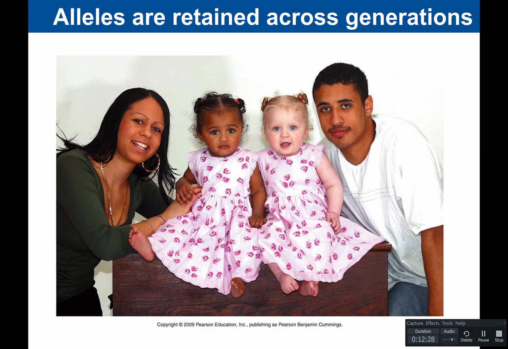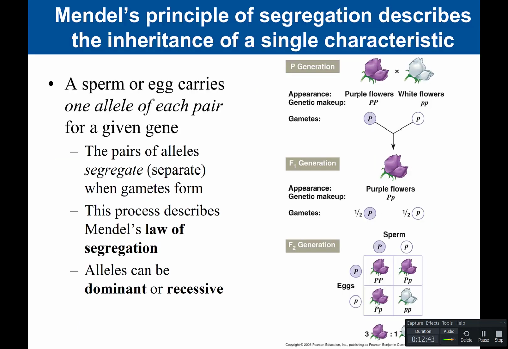And so this just shows that alleles are retained across generations. Even if we don't see them in the parents, it doesn't mean that those alleles are not present. They're there, they're just not seen. So when we look at Mendel's experiment, when we look at the purple flower plant, if it is true breeding, that indicates that it is homozygous. Homozygous, remember, big P, big P.